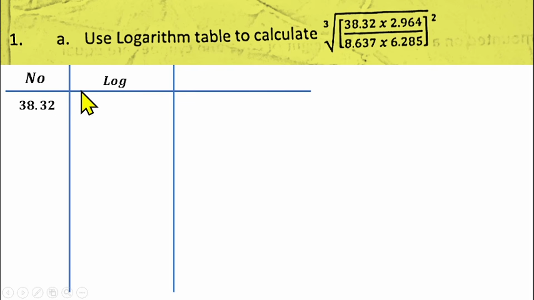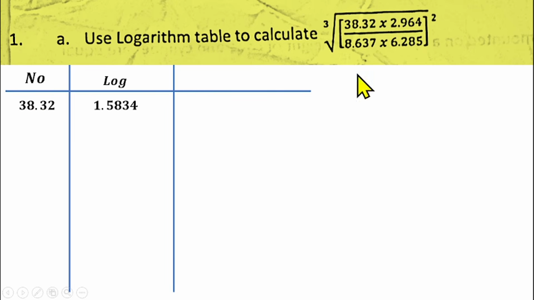So I'll first of all write 1 point. I'll now go and check 38 under 3 difference 2 to get the mantissa. So on the logarithm table, check 38 under 3 difference 2. That will give us 1.5834 as the logarithm of this number.